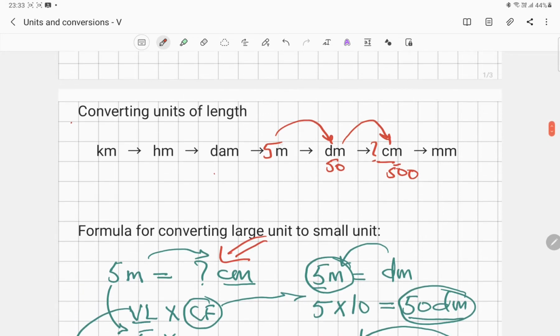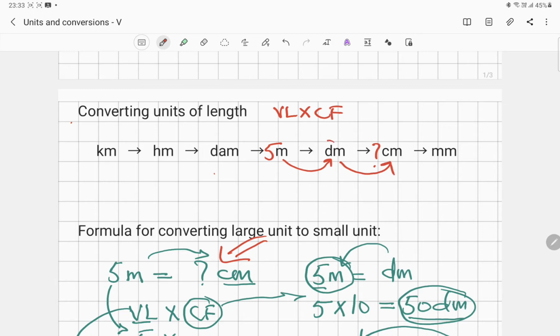So what is the formula that we make use of? Let's say again the problem is the same. We have to convert 5 meters into centimeters. What is the formula? Value of the larger unit times conversion factor. So there is an even easier way. Rather than solving the whole step, I only want you to now find the conversion factor for these 2 steps.